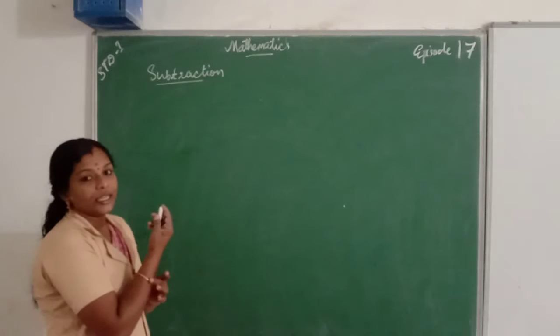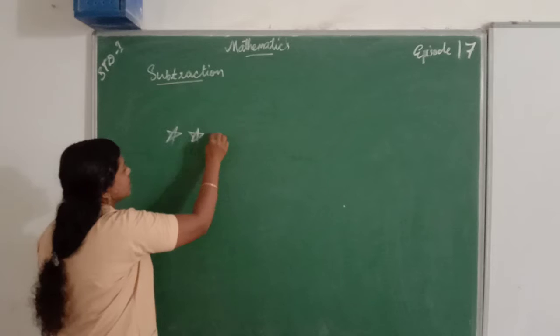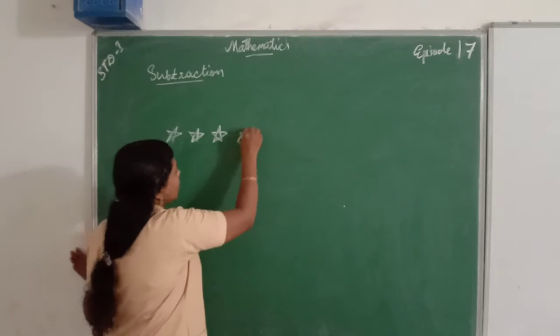For example, here are some stars. Okay? Some stars are there. How many stars are there? Count it.